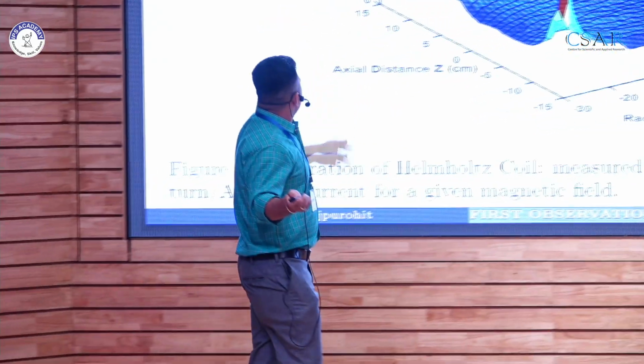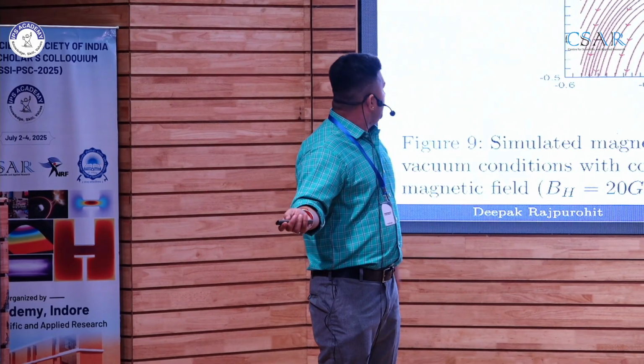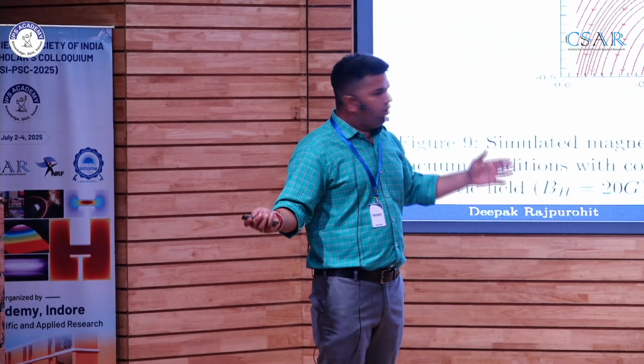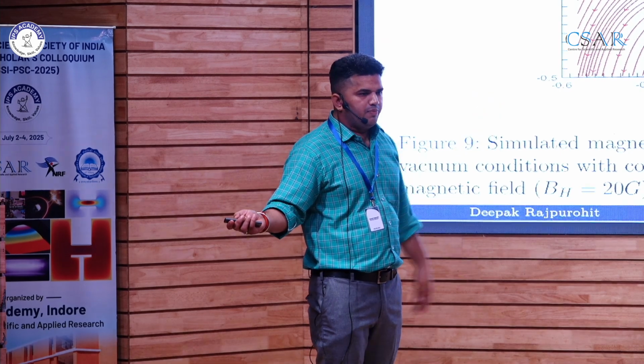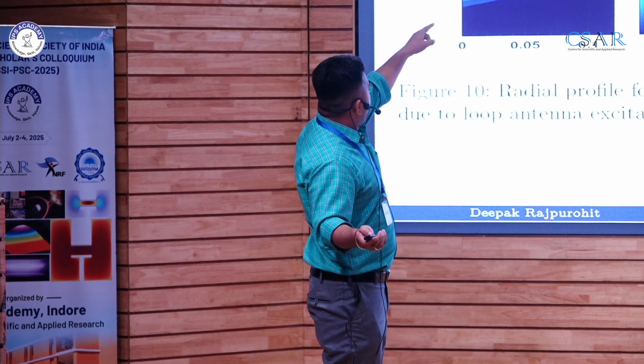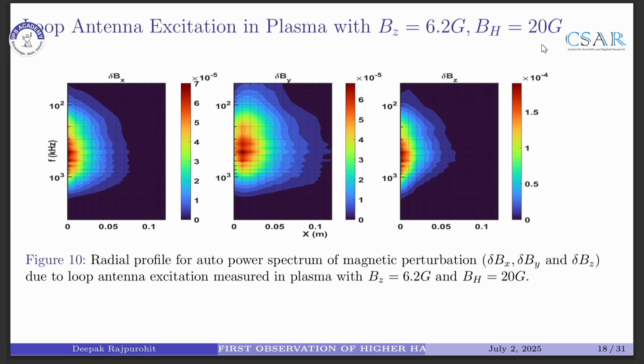This is the Helmholtz coil field measurement. This is the magnetic field configuration using a 2D MATLAB code. And this is the loop excitation of plasma with Bz equal to 6.2 Gauss and Helmholtz magnetic field of 20 Gauss. So these are the typical contour plots.